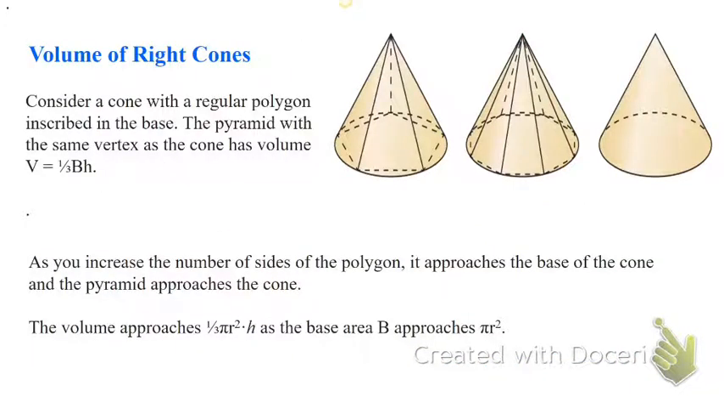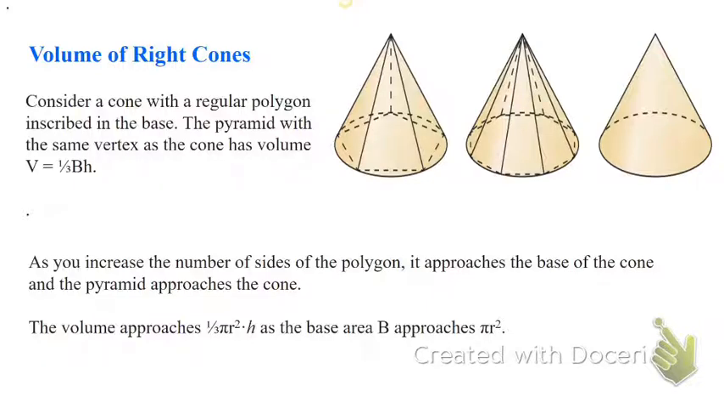Now we're going to move on to volume. Now that we've finished the surface area, we're going to look at these cones. Consider a cone that has a regular polygon inscribed in the base. The pyramid with the same vertex as the cone has a volume, we know, of 1/3 base area times height.